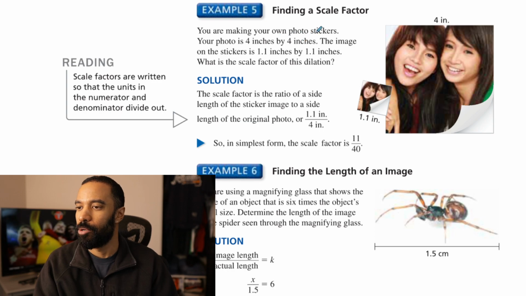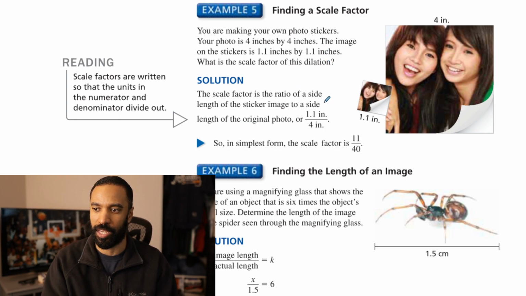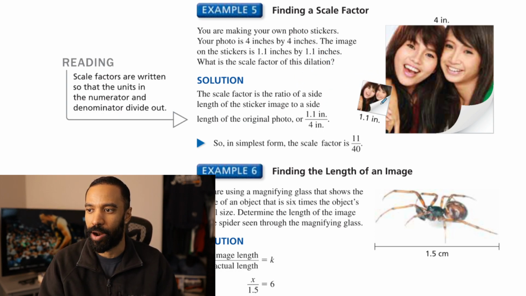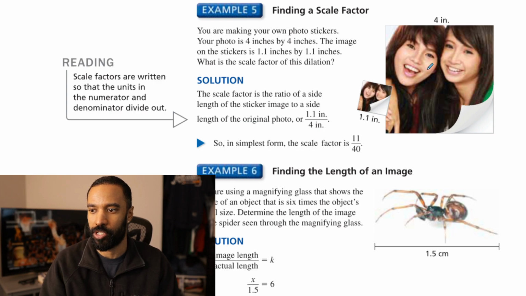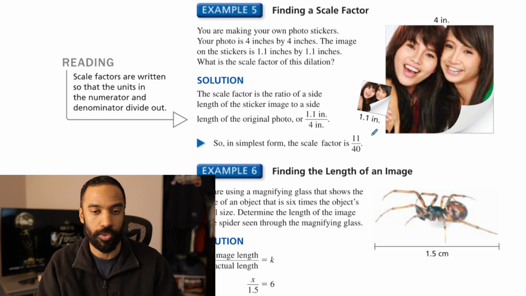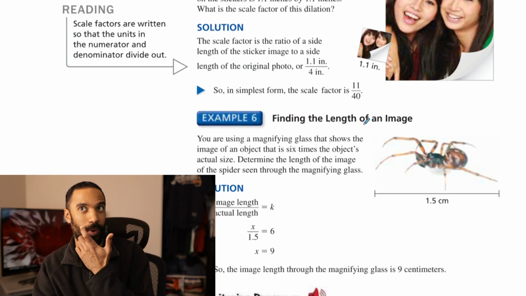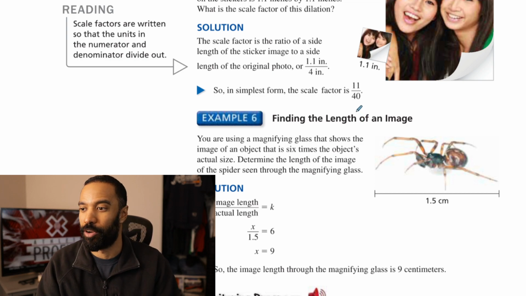I should read this. You're making your own photo stickers. Your photo is 4 inches by 4 inches. The image on the stickers is 1.1 and 1.1. What's the scale factor? Yeah, so here's the prime. Here's the transformed one. Here's the original. So you got to multiply everything by whatever 1.1 over 4 is, the equivalent to 11 over 40. Try to give you an exact number. 27.5% of what it was before.